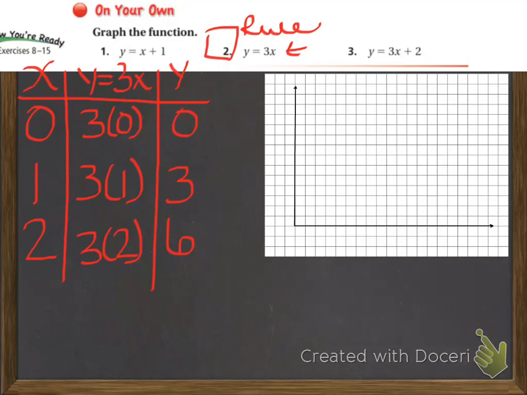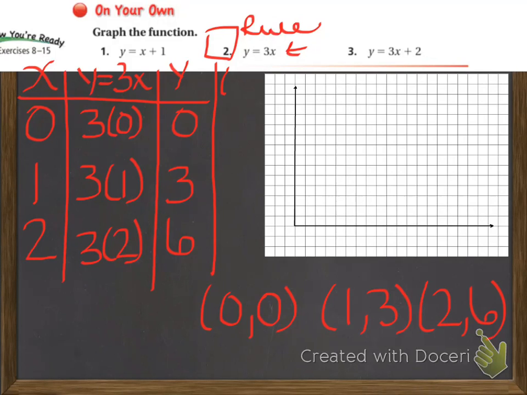It's easy to understand. So the ordered pairs that I need to plot on my graph are 0, 0, 1, 3, and 2, 6. And I mentioned that you could even make another column here with your XY ordered pair. That's up to you.